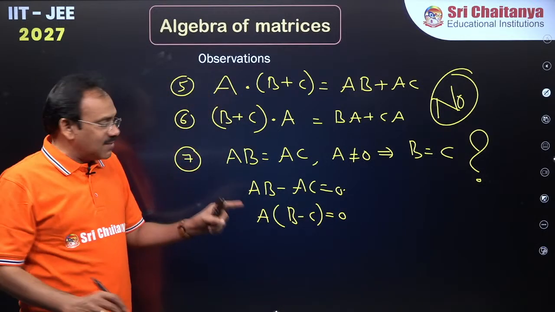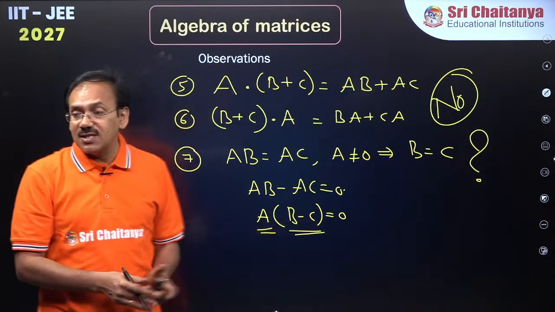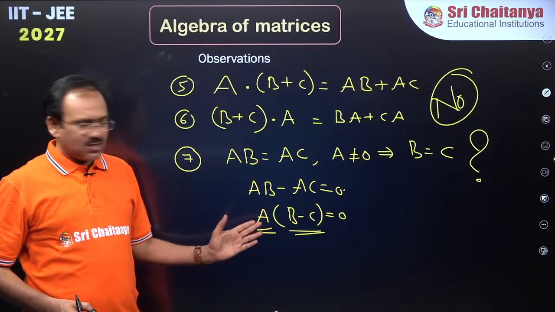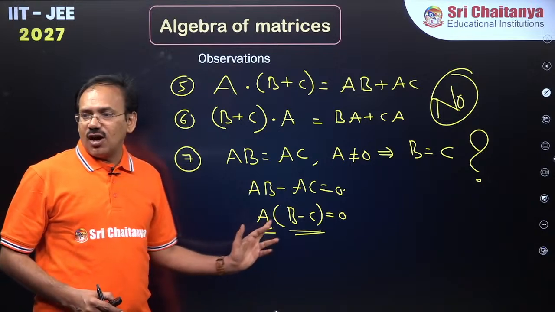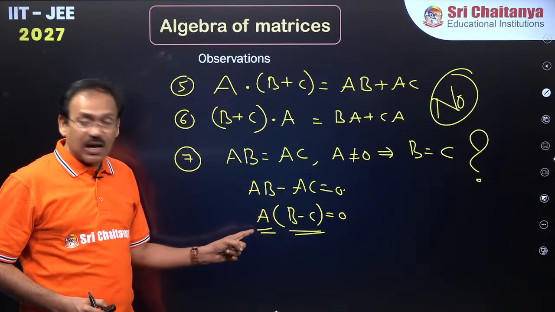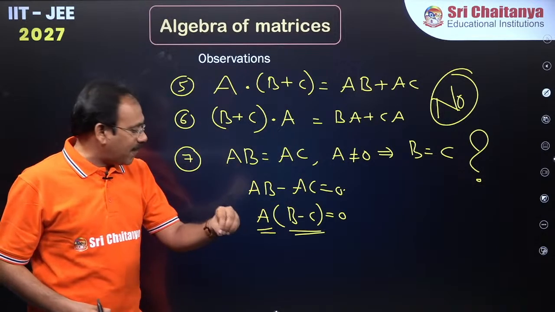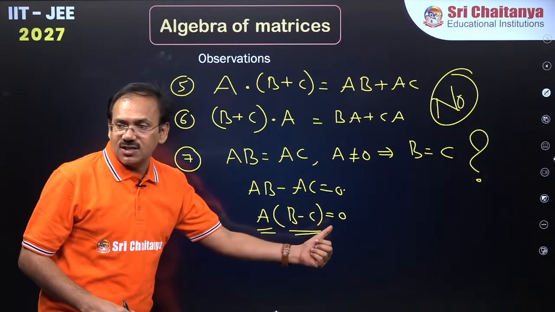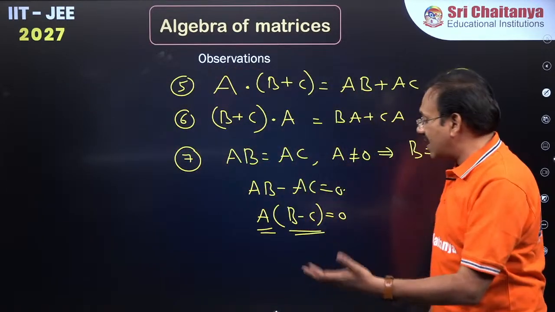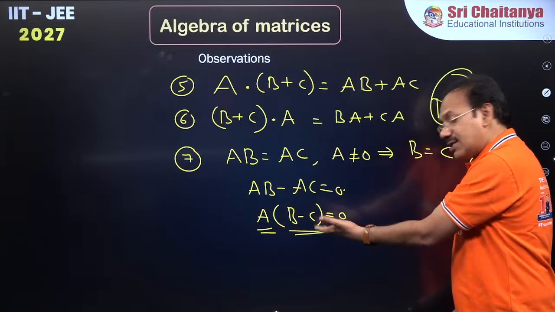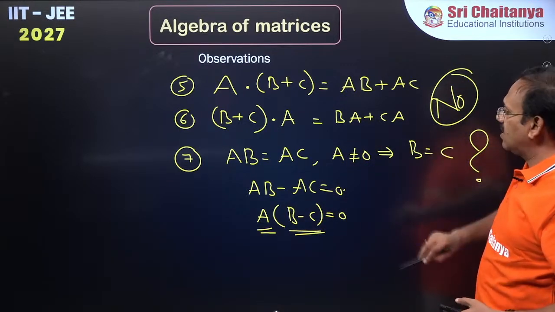It doesn't mean that. Now you see, in numbers, if the same equation is given, A into (B minus C) is 0, so either this is 0 or this is 0. Suppose this is not equal to 0, then this must be 0 in numbers. But in matrices, the property is that if the product of two matrices is 0, it doesn't mean that either of them is 0. Even though this is non-zero, this may also be non-zero, but the product may be 0.